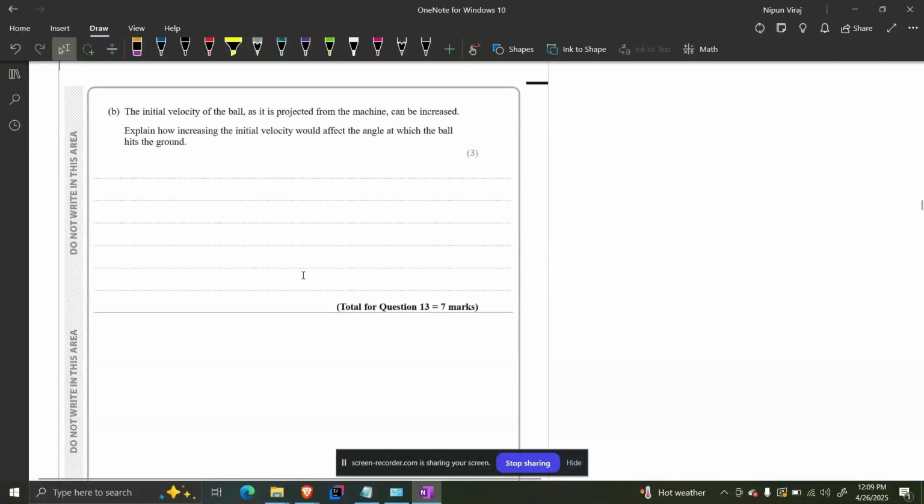Then we have: the initial velocity of the ball as it is projected from the machine can be increased. Explain how increasing the velocity would affect the angle at which the ball hits the ground. That is a very good question.